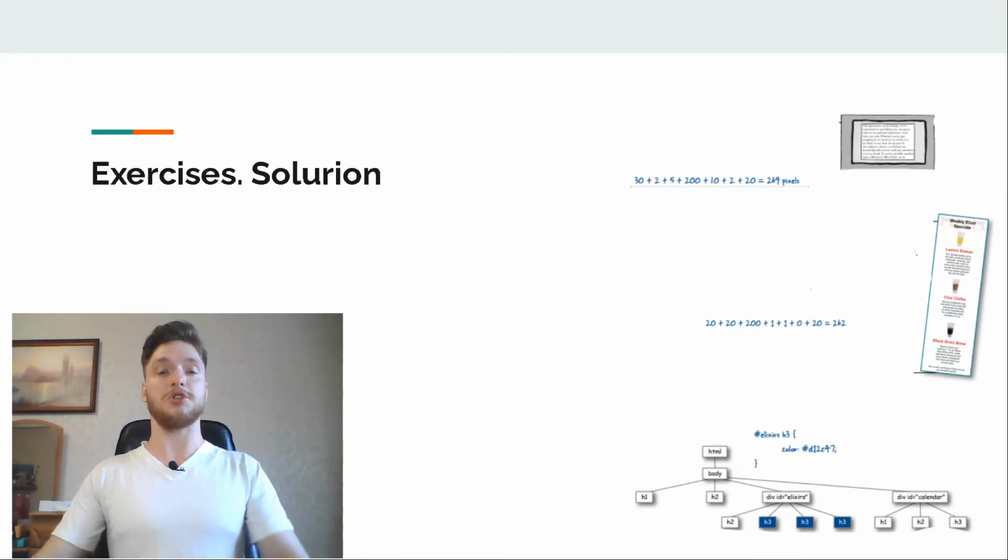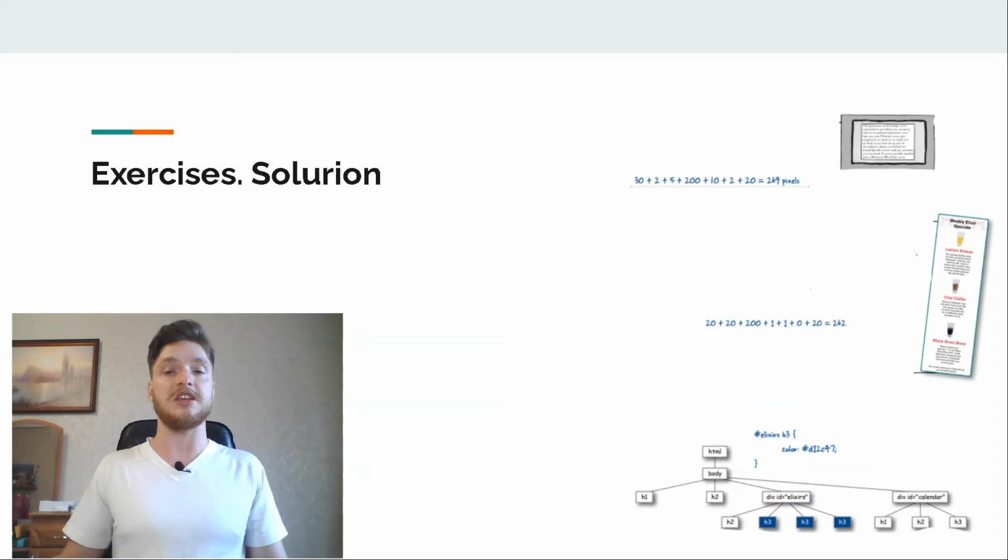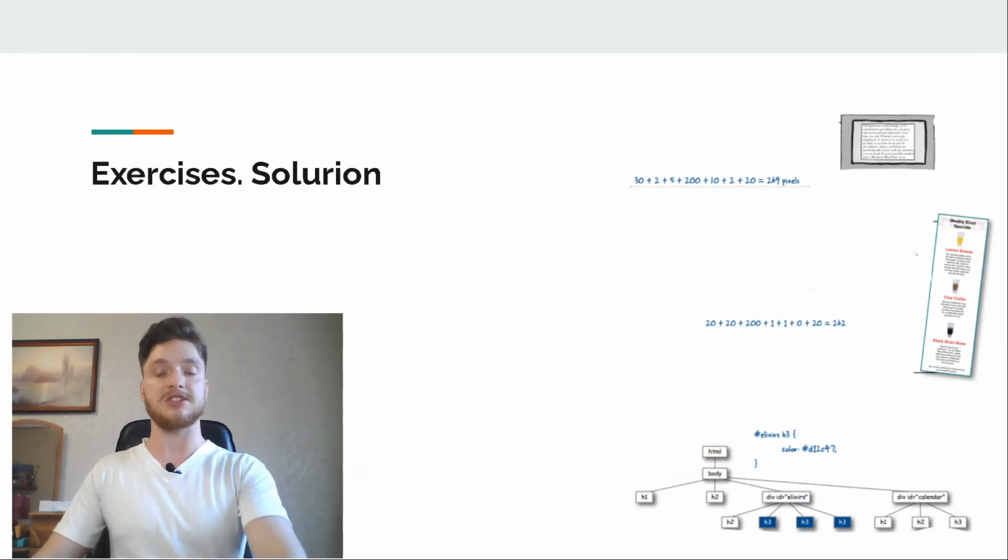And next, your turn. Write the selector that selects only h3 elements inside the Elixirs div. In your rule, set the color property to #d12c47. Also label the elements in the graph below that are selected. Here is the solution. Here is the rule. We select any h3 descendants of an element with the ID elixirs, and here is what the graph looks like.